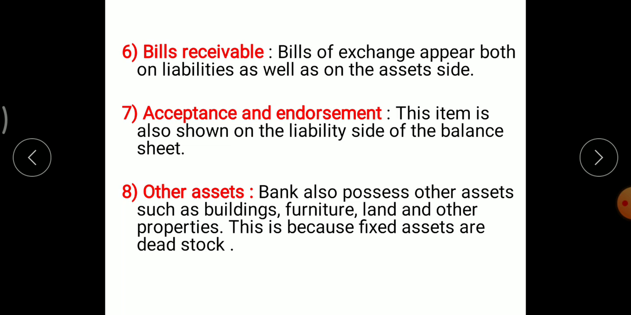It is worthwhile to note that the asset structure of different banks will vary depending upon the composition of their deposits. So a bank with more demand deposits keeps a higher proportion of assets in liquid form. On the other hand, if the bank possesses more time deposits, it will need to hold a relatively smaller proportion of its assets in liquid form. So I am concluding today's class.